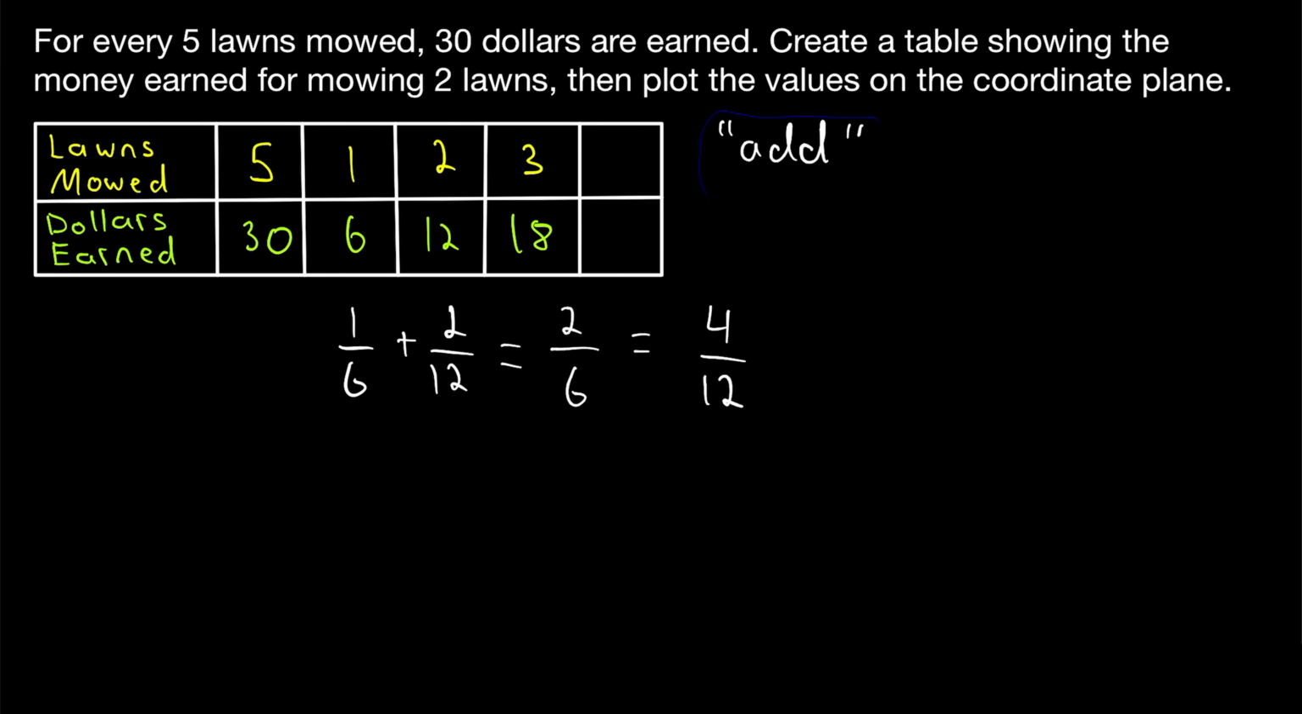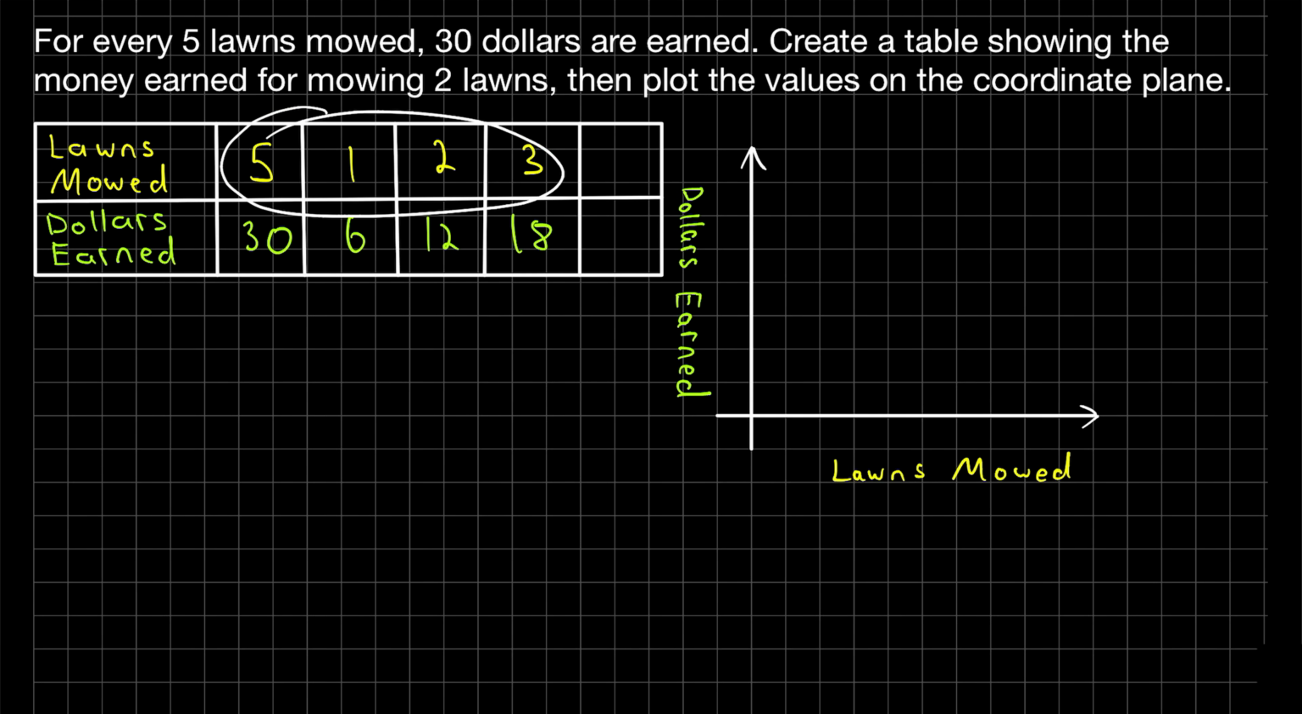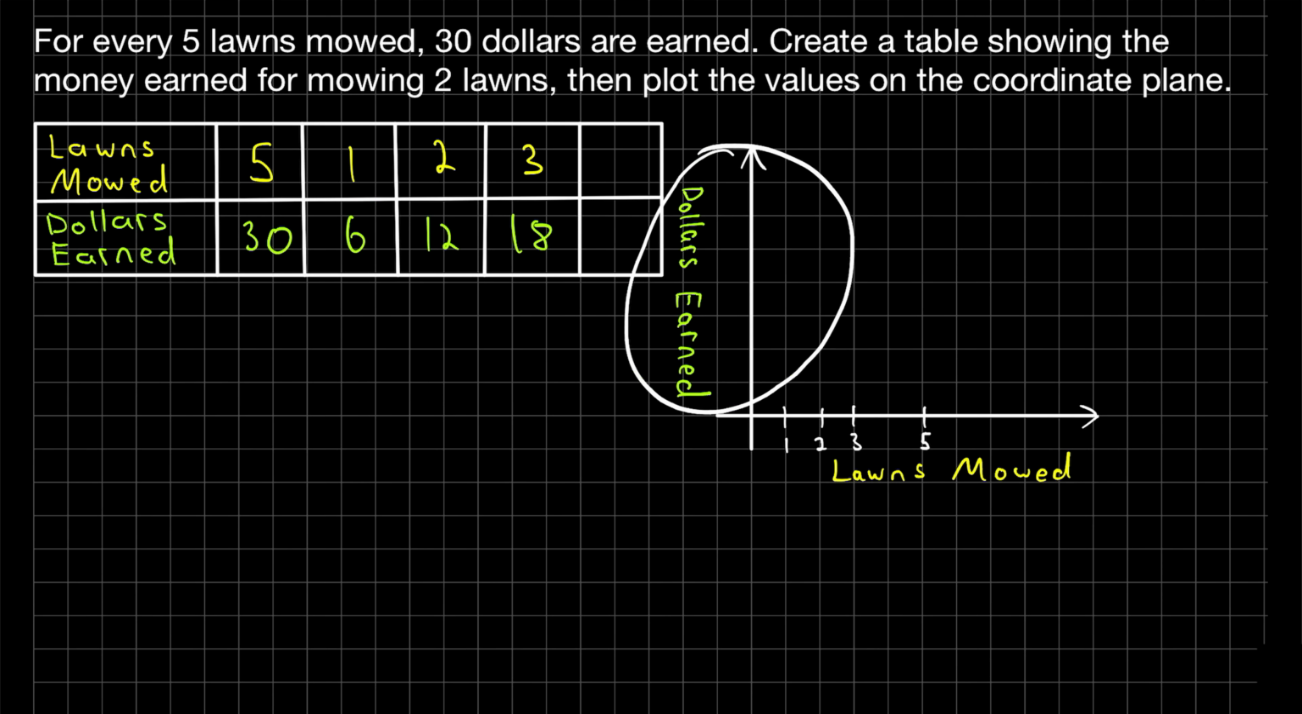I understand if this seems a little confusing, and I encourage you to ask for any clarification you need down in the comments. Now, to finish things up, let's just plot these values on the coordinate plane. Our number of lawns mowed are 1, 2, 3, and 5, so again, going up by units of 1 on the lawns mowed axis will work just fine. Dollars earned, on the other hand, are going up by units of 6, which we can tell from our unit ratio. For every 1 additional lawn mowed, we make an additional $6. So let's go up by units of 6 on the dollars earned axis.